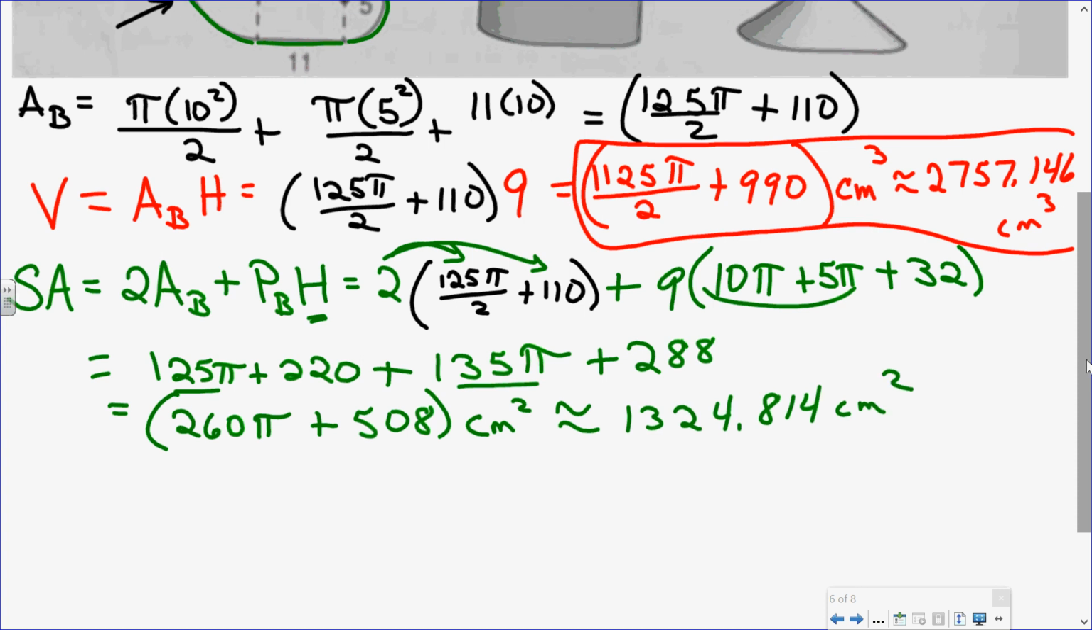And then finally for volume, I need 1/3 area of the base times the height. And so you're just going to plug in that area of the base and the 9 and simplify that and get me exact and the rounded answers for that.